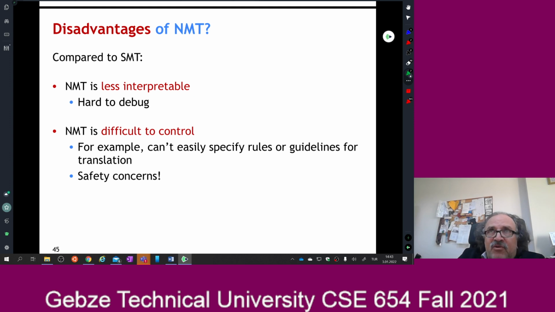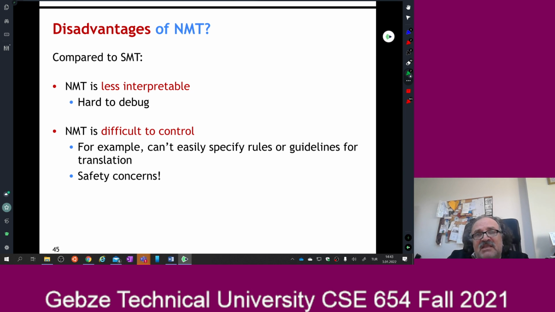For example, if your alignment is wrong, you can easily see that your alignment is wrong. In this case, you don't have any clue. It just produces something. You don't know why it is producing it. It's probably the data or something else, we don't know.